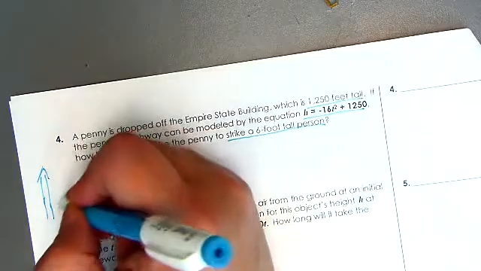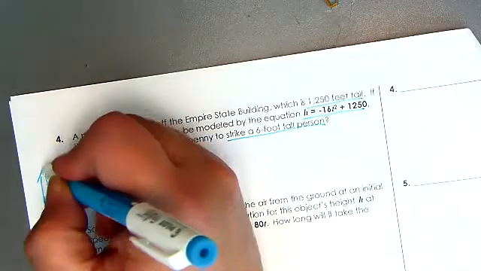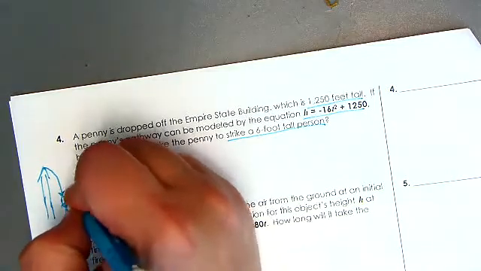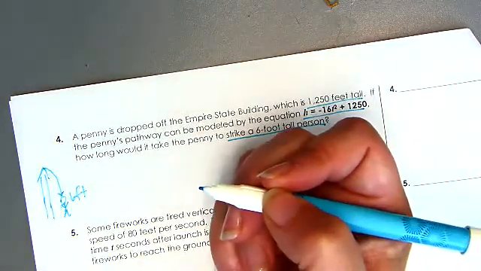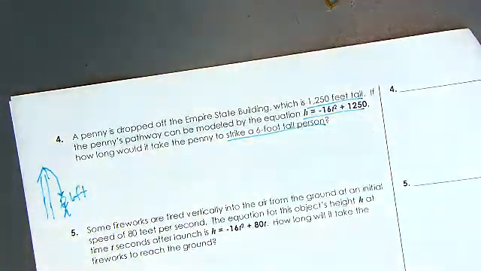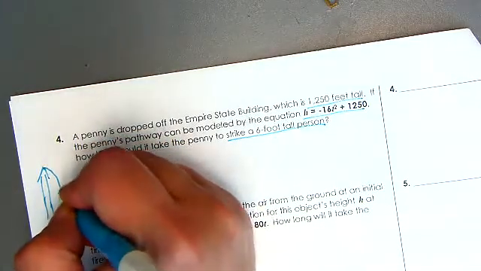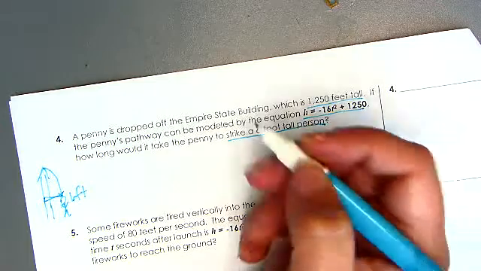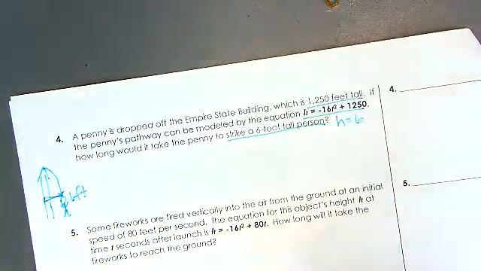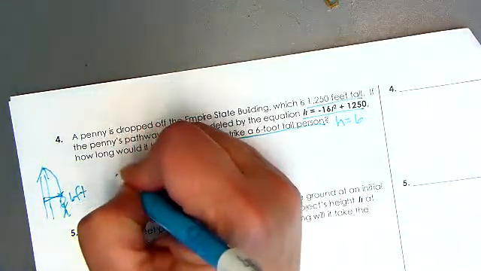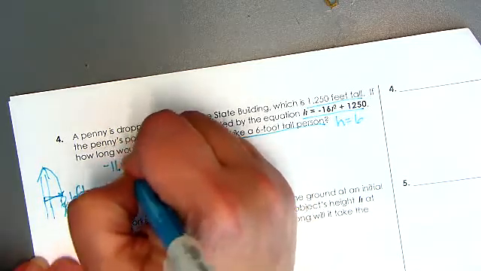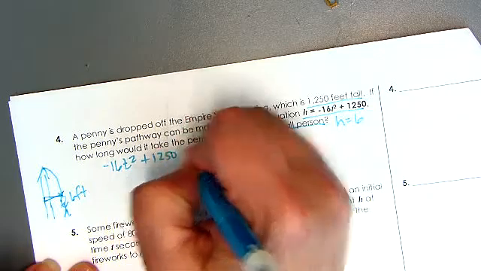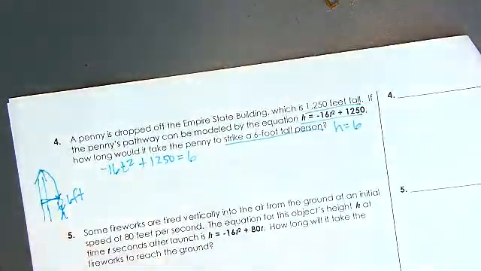Okay, and it's dropping and gonna hit this person right here. It's not dropping to the ground. This person is 6 feet tall. Okay, so I want to know when it's at 6 feet. So that's the height, 6. So this means that my height is equal to 6. So I'm going to have negative 16t squared plus 1250 equals 6.